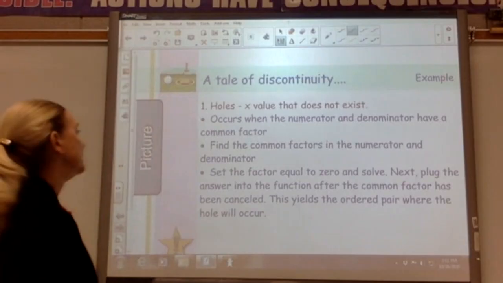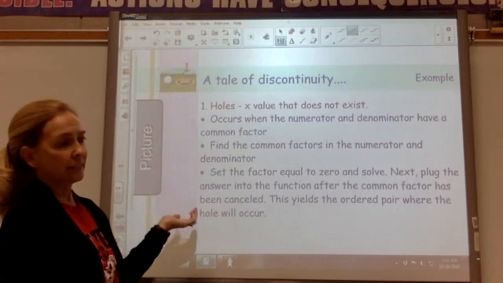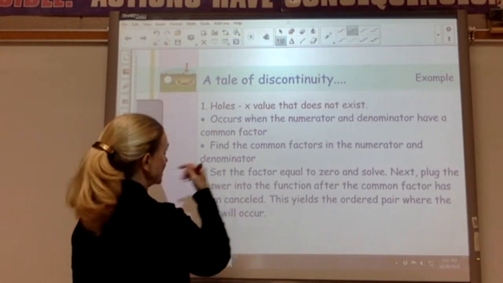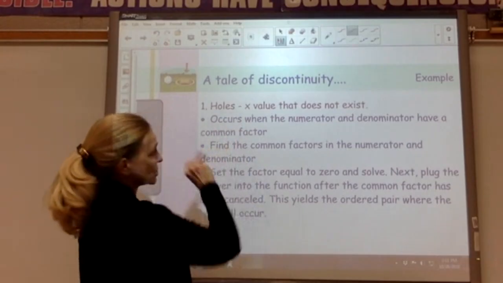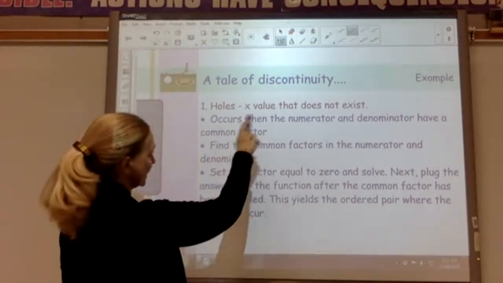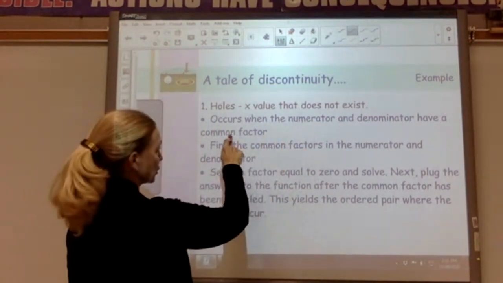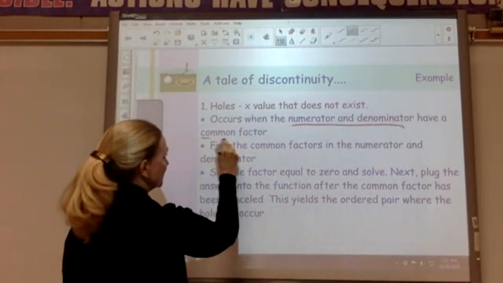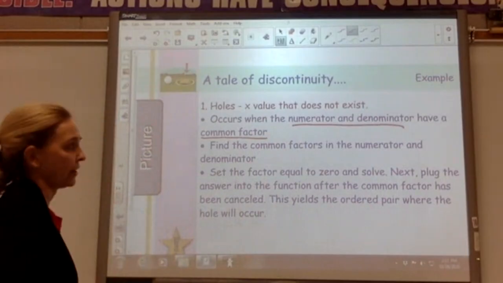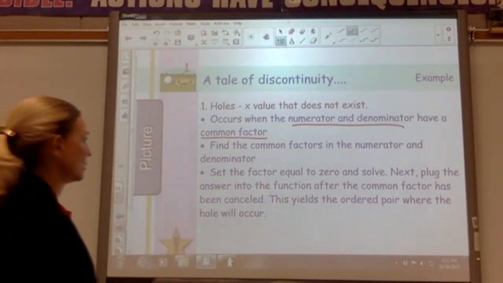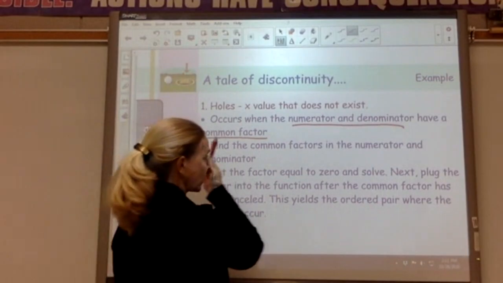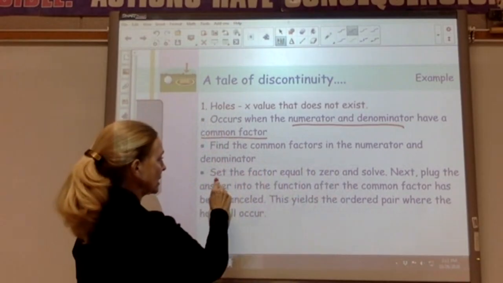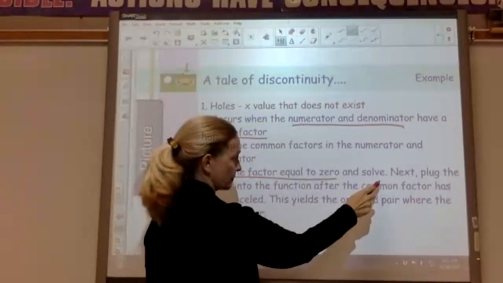All right, now we can have things in these rational functions that are called holes, and this occurs when a hole is an x value that does not exist, and this occurs whenever the numerator and denominator have a common factor. Okay, when they have a common factor, we have a hole. And so we're going to find the common factor in the numerator and denominator, and then you're going to set the factor equal to 0 and solve.